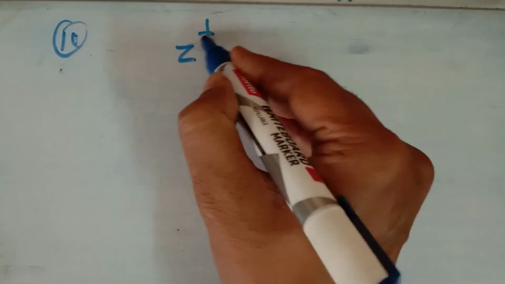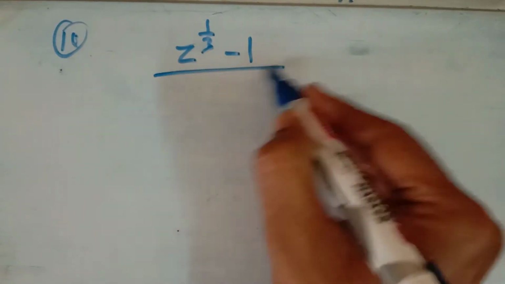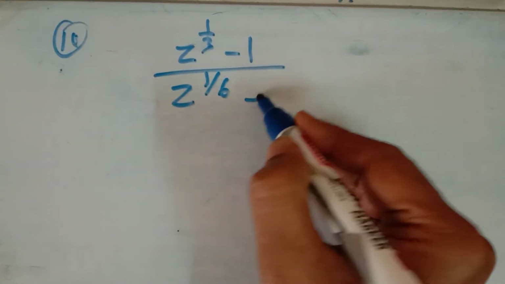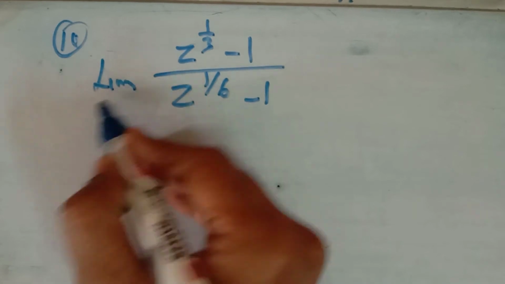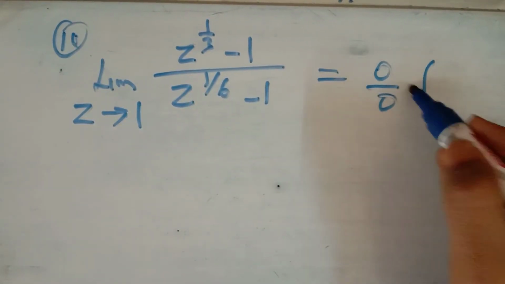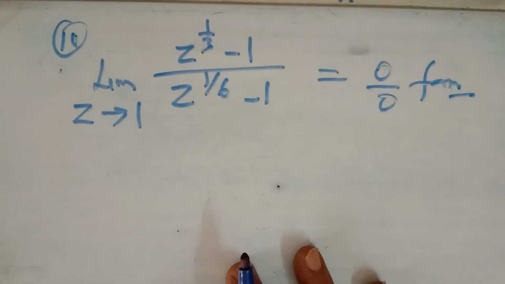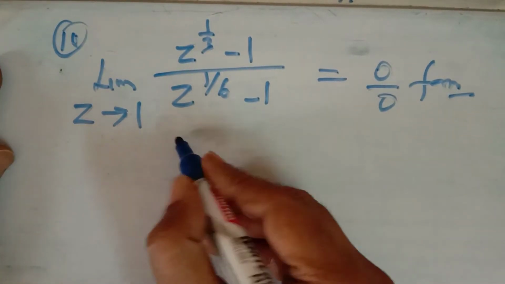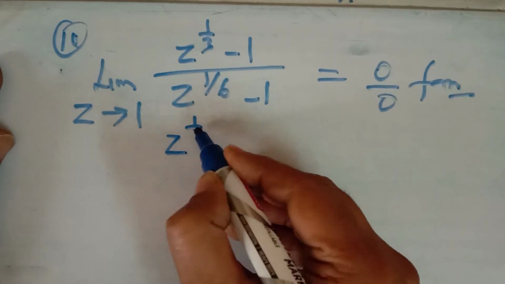Z to the power 1 upon 3 minus 1, upon Z to the power 1 upon 6 minus 1, and the limit is Z goes to 1. You are getting this as 0 upon 0 form. हमारे पास 0 upon 0 form आ रही है. So now be very careful. What I am doing here, I am doing some arrangement here.